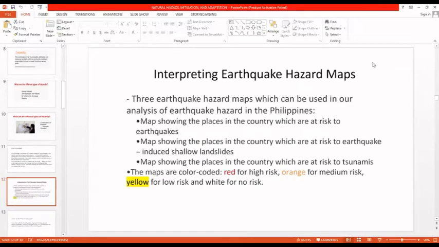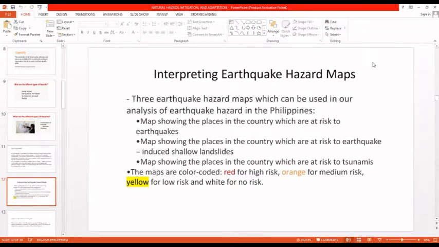So, I have here 3 maps of earthquake hazard maps, so ipapakita ko later on. These 3 earthquake hazard maps can be used in our analysis of the earthquake hazard in the Philippines. At least man lang, malaman ninyo na baka yung city nyo pala, di ba, nasa taas na ng faults or mga fault lines. So we have here maps showing the places in the country which are at risk to earthquake.